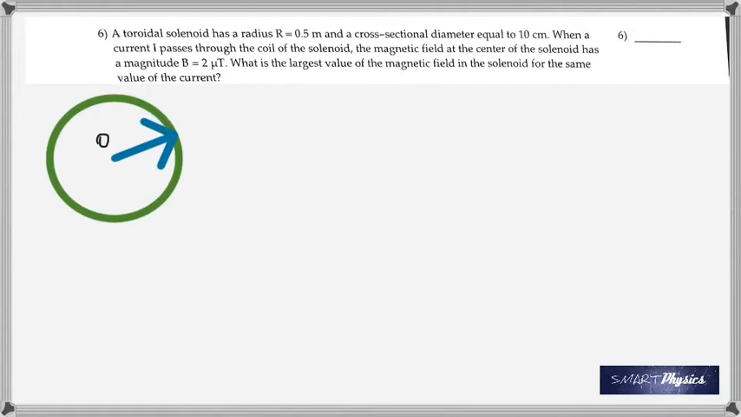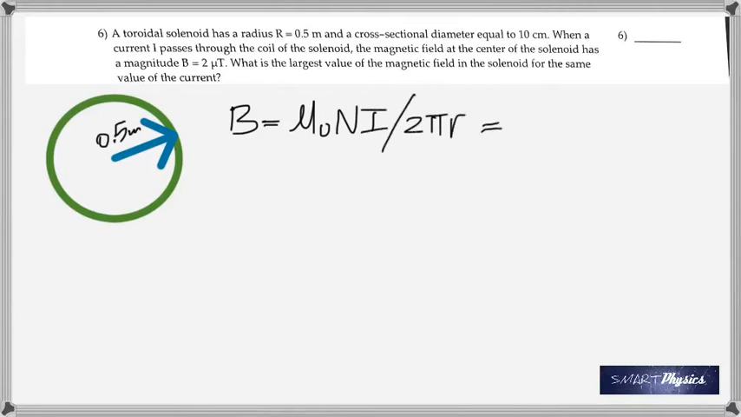And that's given, and you got to find the largest value of the magnetic field for the same value of the current. Now the largest value is going to be at the inner edge. The smallest value is going to be at the outer edge. What we are given is the magnetic field between those 2 points at the center. So keeping that in mind and applying the formula for magnetic field at the center, you can first calculate the current.